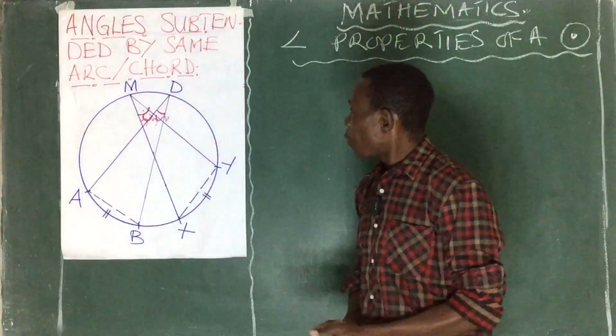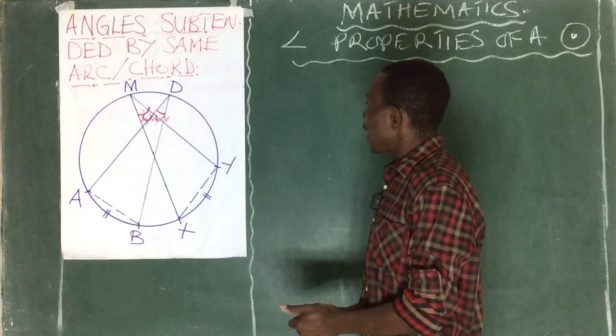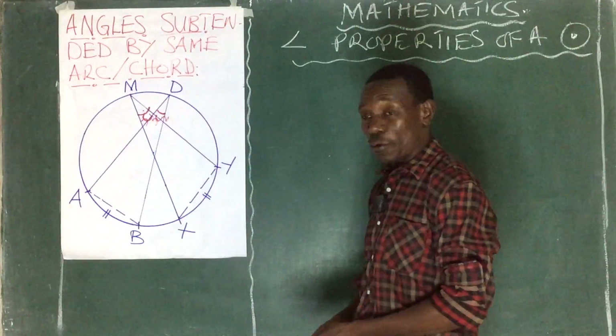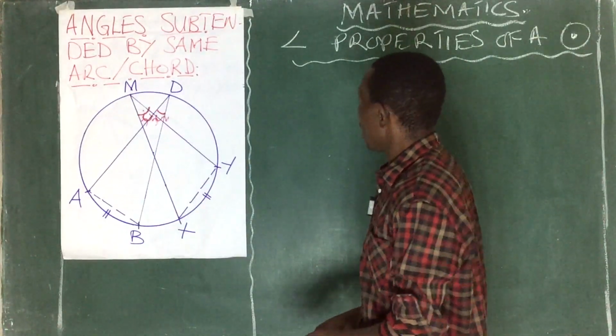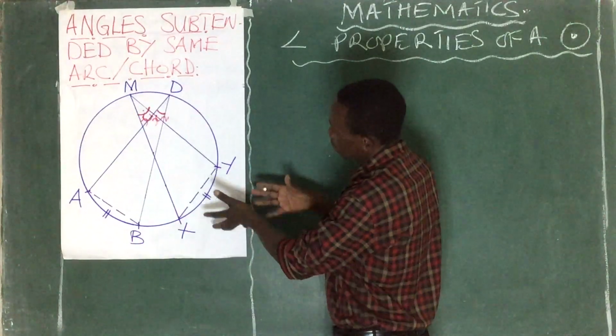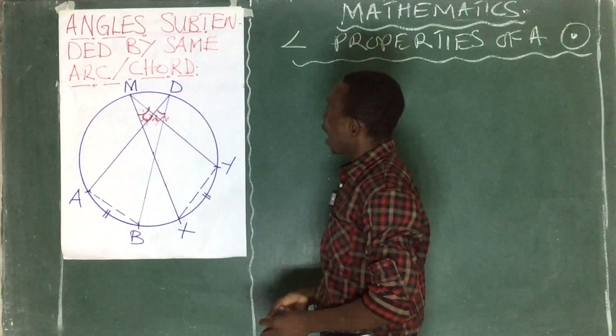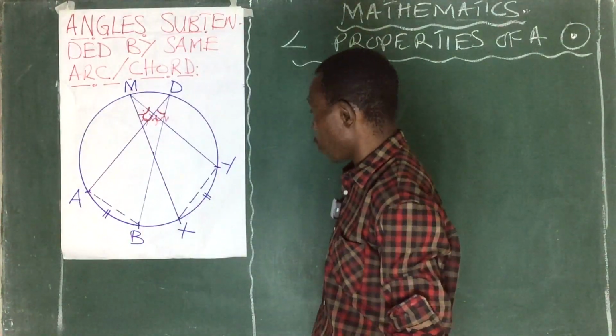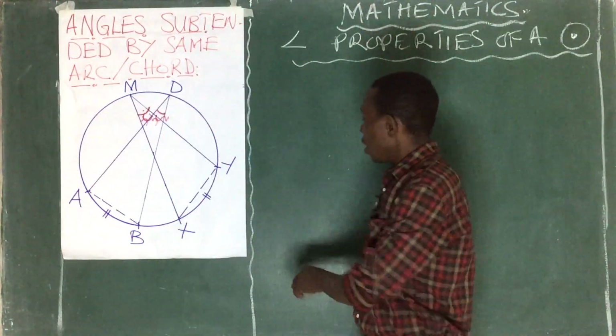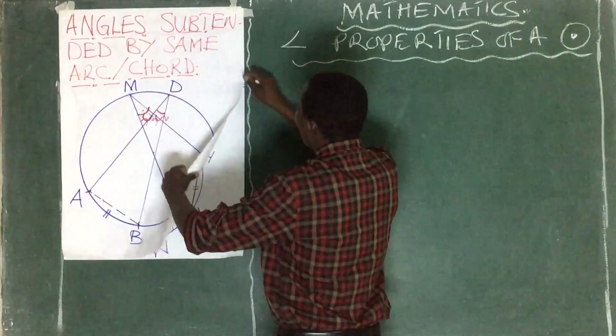Right. Now, let us see the areas where we can apply this knowledge. Next, it will be an example of where we can see how best we can apply knowledge about the angles subtended by the same arc and the chord. Right. Now, let us have an example here.